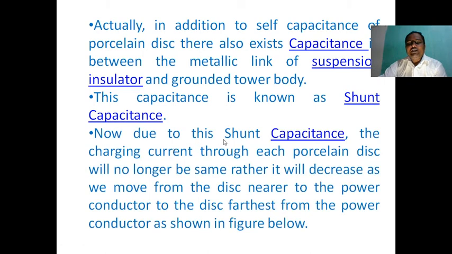Now, due to this shunt capacitance, the charging current through each porcelain disc will no longer be the same. Rather, it decreases as we move from the disc nearer to the power conductor to the disc farthest from the power conductor, as shown in the figure below. There are two capacitances.